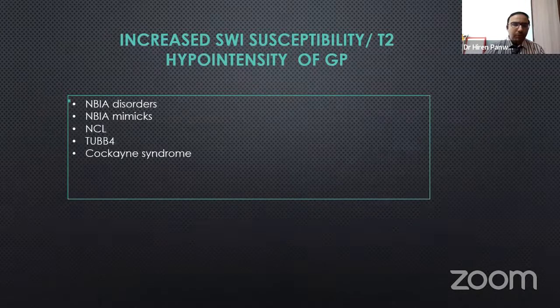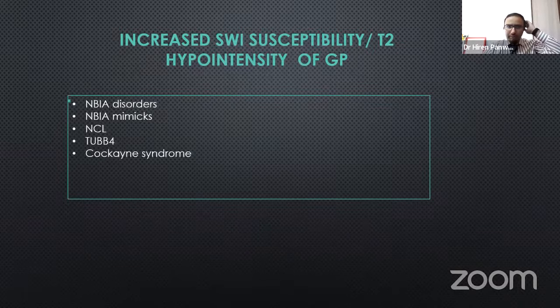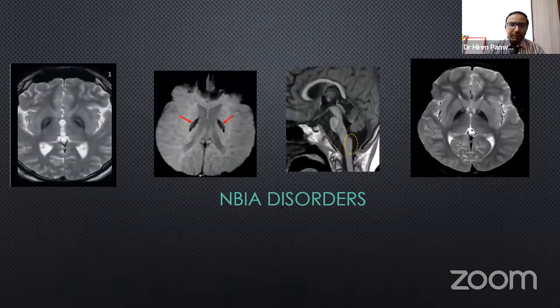Then now we'll move on to globus pallidus increased susceptibility or hypointensity. The disorders which predominantly include this are NBIA or NBIA mimics. Then certain examples like BPAN or NCL, Cockayne syndrome. These disorders have some classical imaging findings that we'll be discussing. So starting with the NBIA disorders.